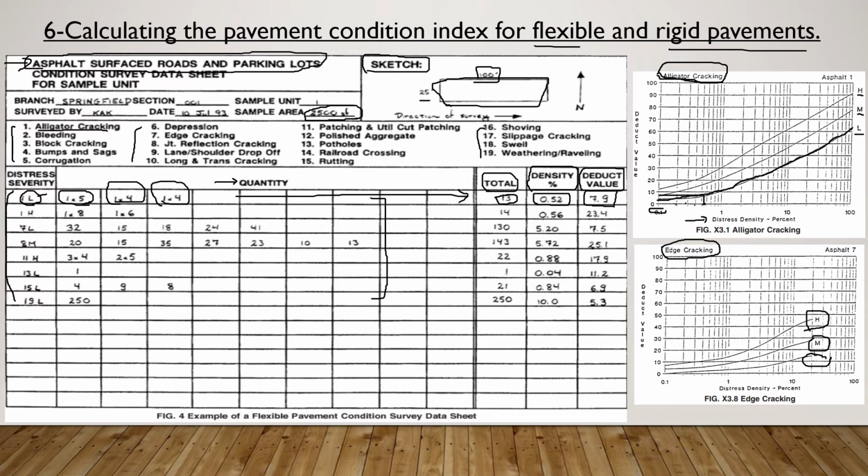We have a similar table for asphalt surface roads and parking lots. This table here represents asphalt surface roads and parking lots. We have a similar sheet for rigid pavements. However, we do not have the sample area here. However, we have the number of slabs, and I will make a separate video for the rigid pavement.